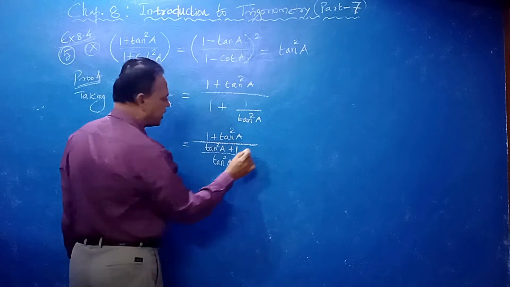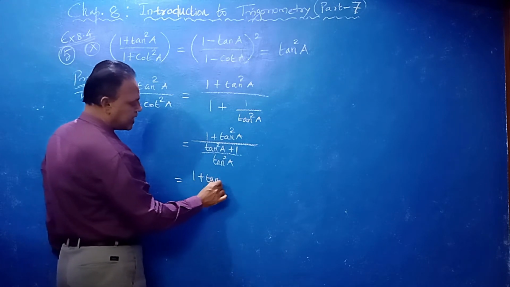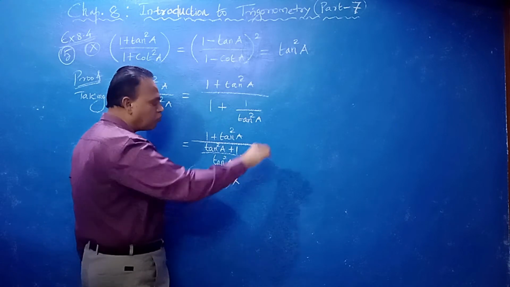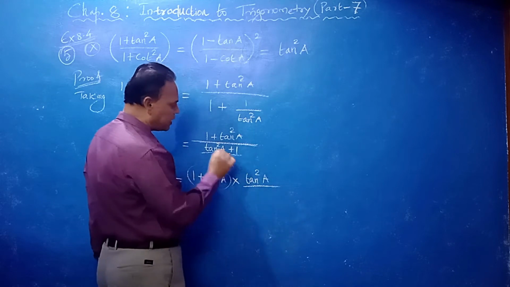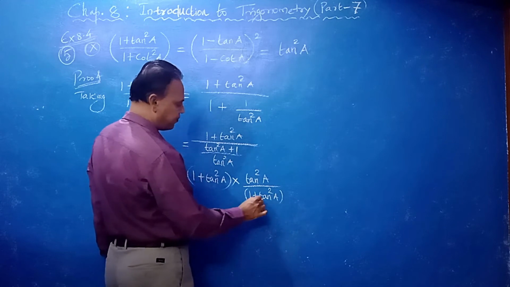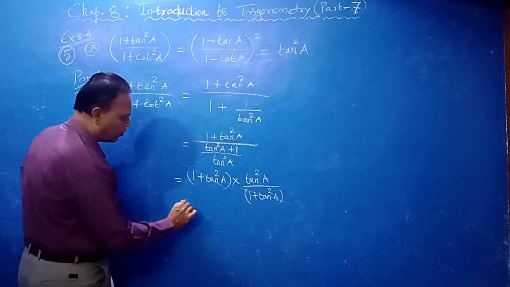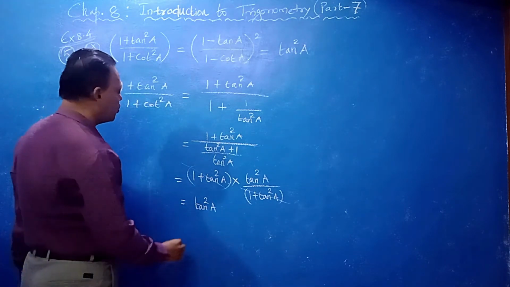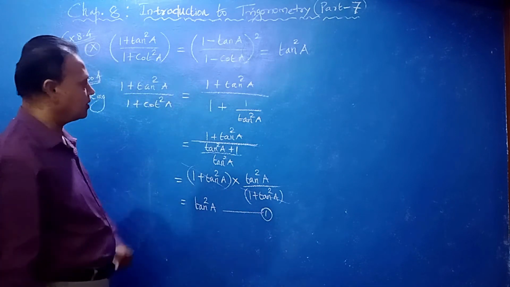So what you can do is 1 plus tan squared A into this, you have to take the reciprocal, means tan squared A by (1 plus tan squared A). This can be written as 1 plus tan squared A. Okay, so both numerator and denominator cancel. So what you will get? Tan squared A you will get. Understand? This is equation number 1.